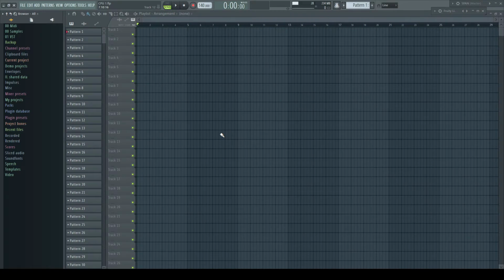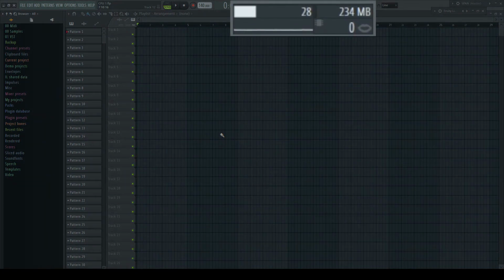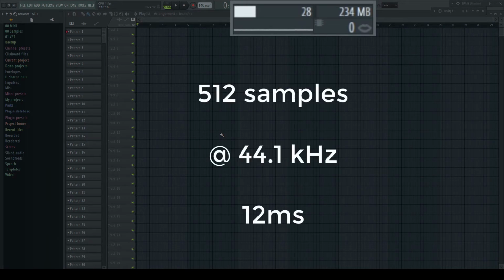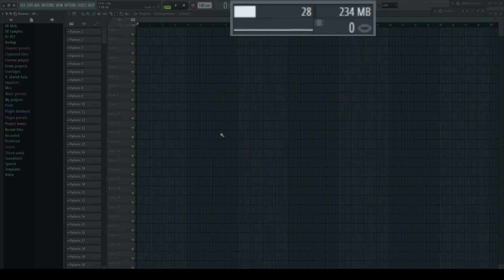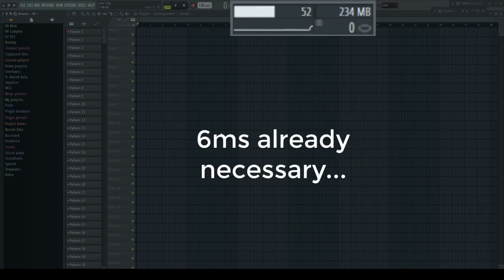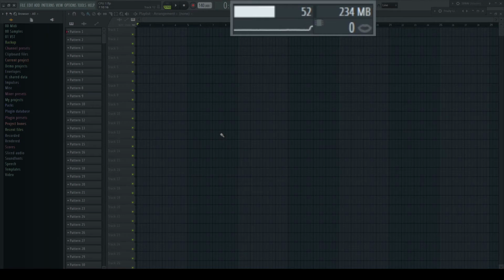The CPU meter in FL Studio shows you how much time is already taken from the CPU to fill one buffer. A buffer size of 512 samples equals nearly 12 milliseconds at 44.1 kHz. These 12 milliseconds equal 100% in the CPU meter. If the CPU meter shows a usage of 50%, this means that the CPU already needs 6 milliseconds to fill the buffer by doing all the calculations. You've got only 6 milliseconds left.